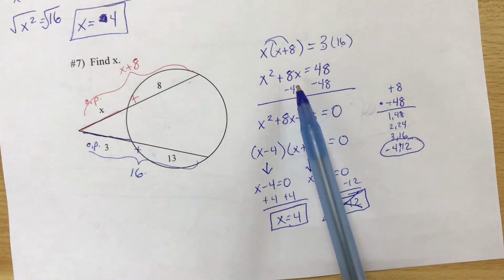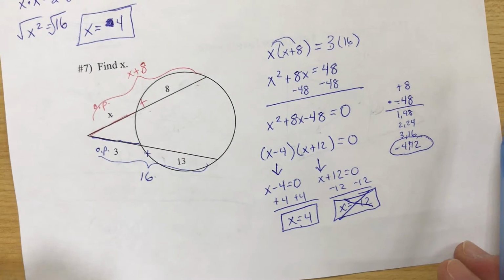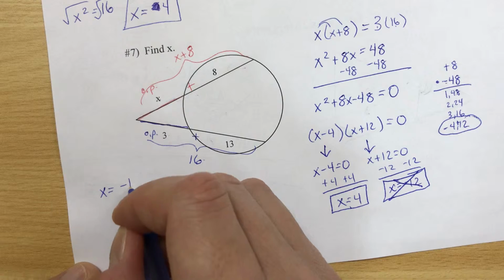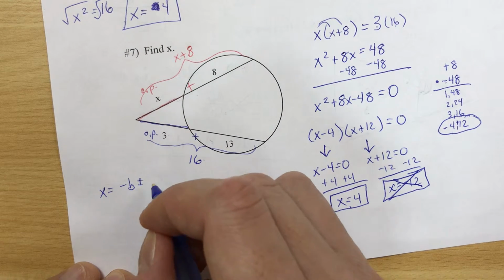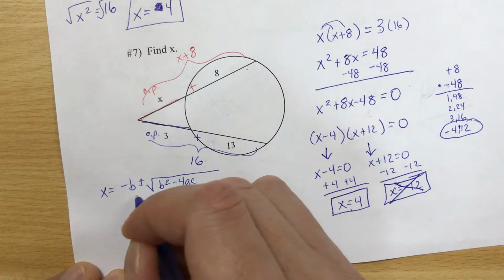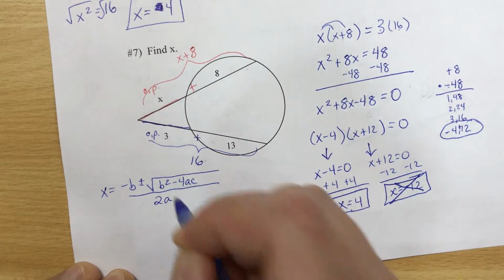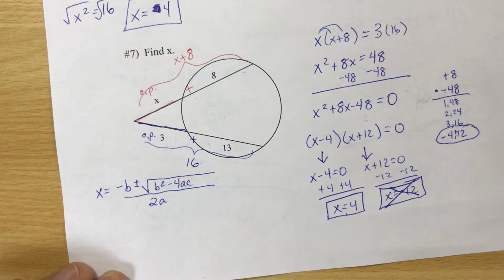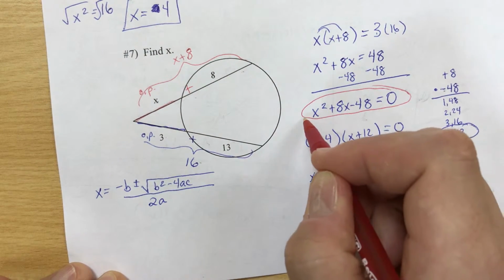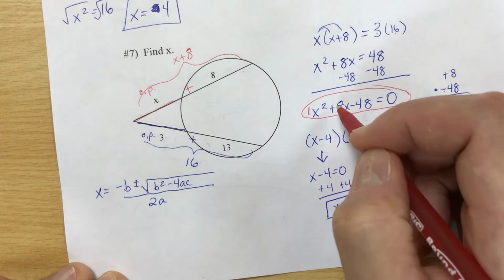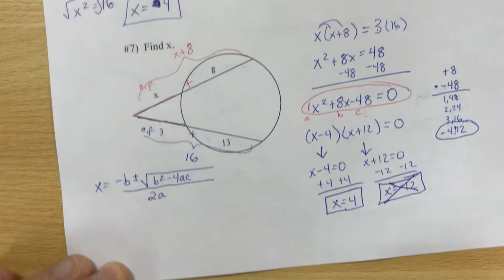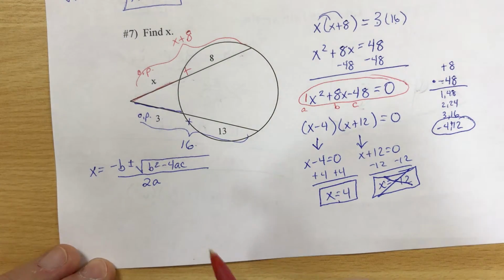If you don't like to factor, you can use the quadratic formula, which is longer, but will also get you the answer. x equals the opposite of b, plus or minus the square root of b squared minus 4ac, all over 2a. Okay, so we can do that. Here's my equation. a is 1, b is 8, c is negative 48, and then I'm going to substitute those values.